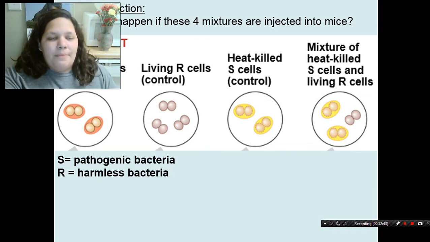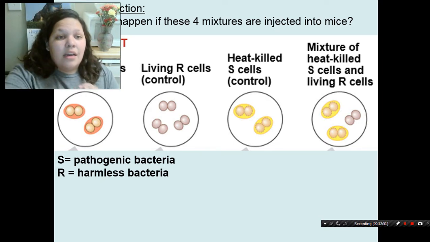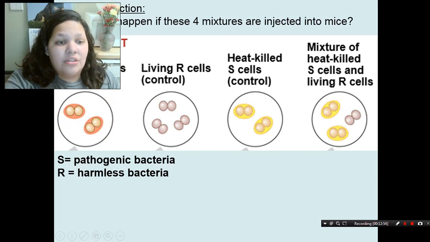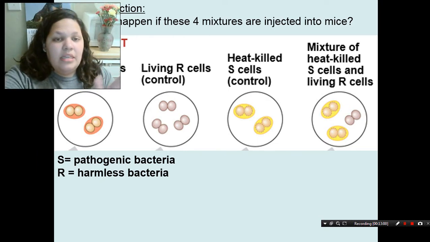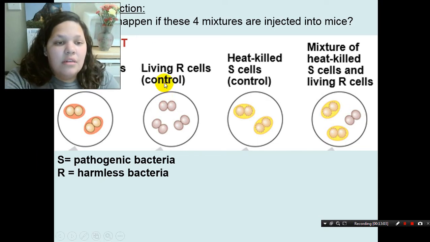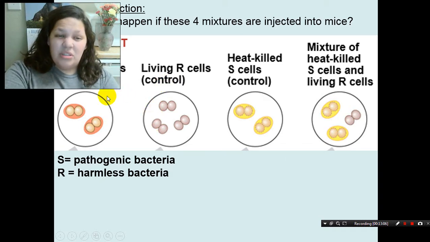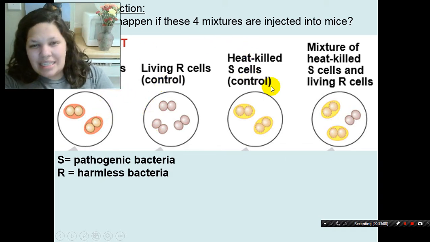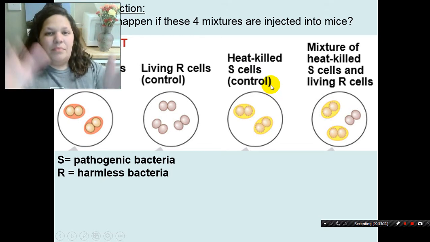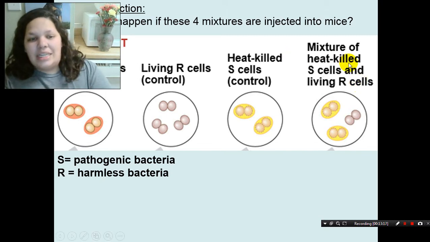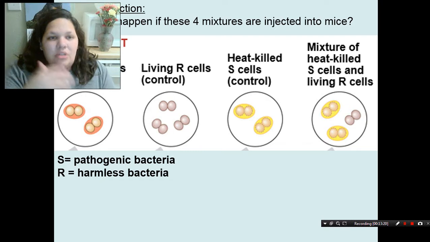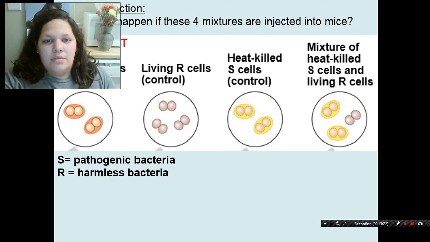So let's say we had to make a prediction on this experiment. This says, what would happen if each of these were injected into mice? In these cells, these are the living controls, the ones that we didn't put anything in. These are living R, the harmless bacteria. This one is pathogenic. And then this one right here is heat-killed, bacteria that were killed but were pathogenic. And then you have a mixture of heat-killed pathogenic and harmless. So what do you think would happen with all of these?